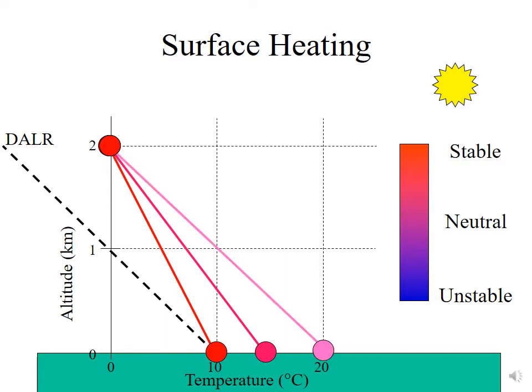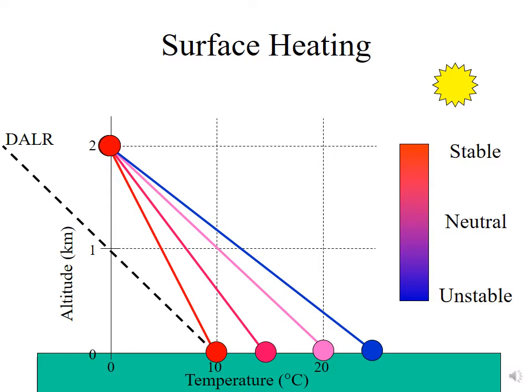And as we continue to heat the lower part of the atmosphere, we will make the atmosphere progressively more unstable. So by the time we heat the surface up to 20 degrees C, we now have a lapse rate that is essentially parallel to, or in this case, equivalent to the dry adiabatic lapse rate. And that's going to be defined as a neutral atmosphere. And if we continue heating the surface, we will now cause the atmosphere to be unstable because the environmental lapse rate is decreasing at a faster rate than the dry adiabatic lapse rate.